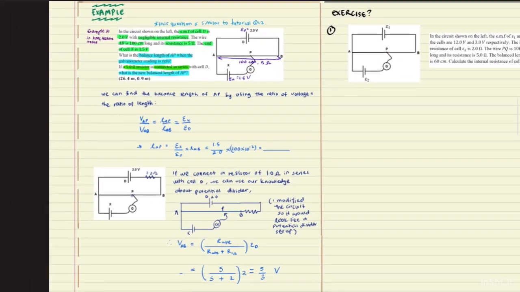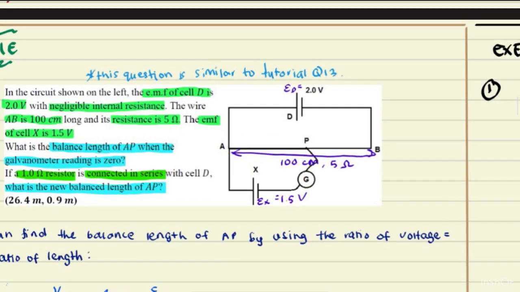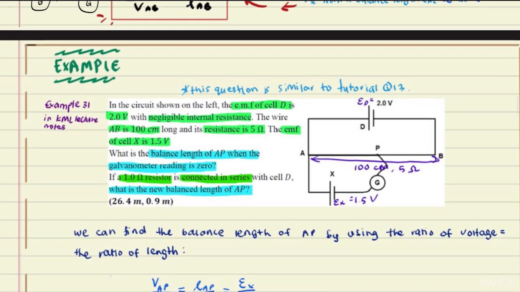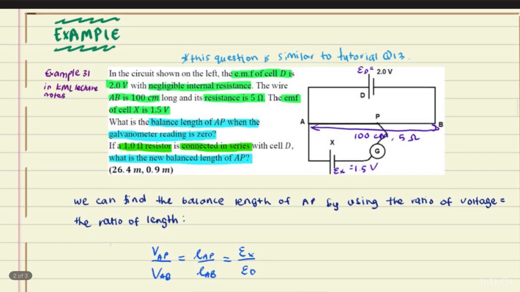Then we'll look at the example. Okay. So here, this question is similar to tutorial question 13. So, in the circuit shown on the right, the EMF of cell D is 2 volts. So kita ada 2 volt ED here. And then with negligible internal resistance. So R tu tiada lah. The wire AB is 100 centimeters long and its resistance is 5 ohm. So kita tahu dalam wire AB ni dia ada resistance itself 5 ohm dan panjang dia 100 centimeters.